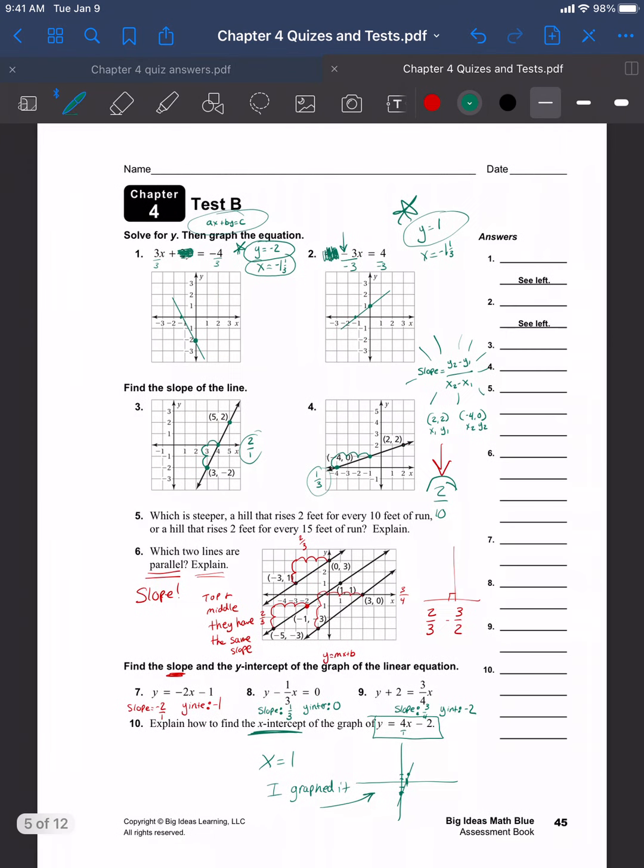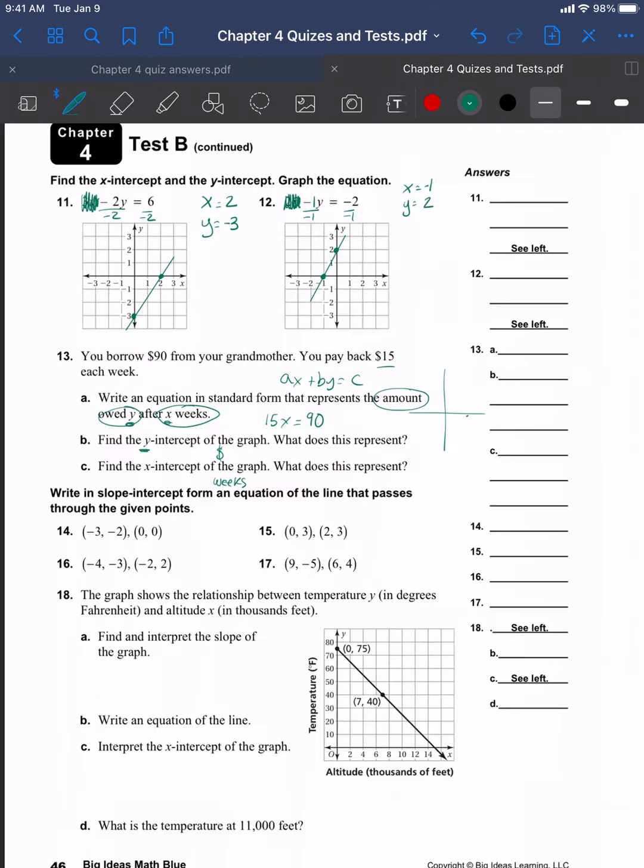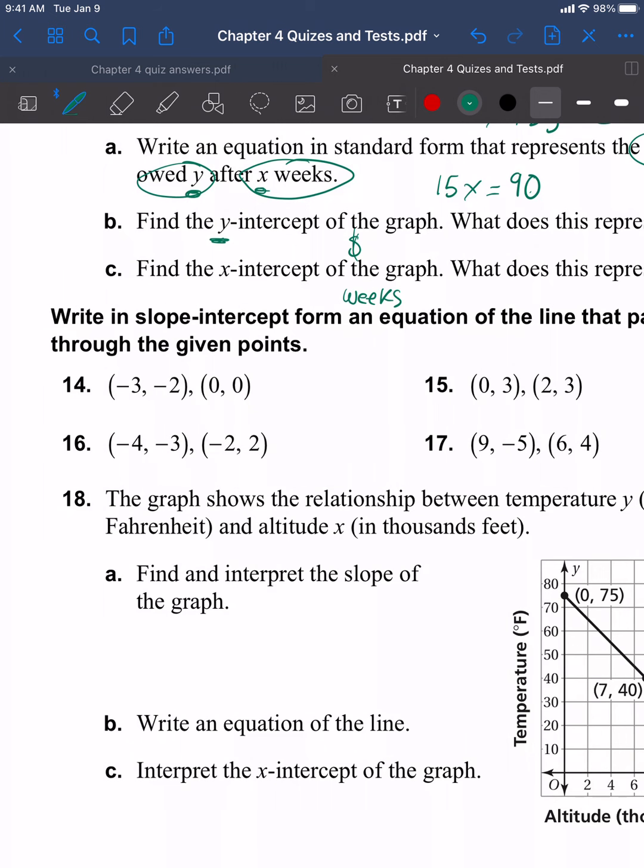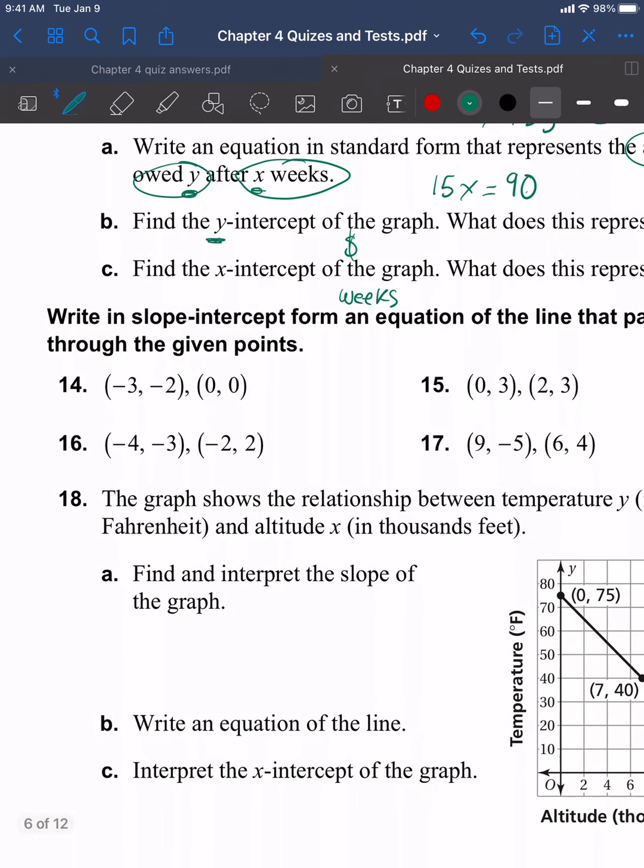Okay? Go back to the fake test for our review. 14 through 17. You have 2 points. I want you to write them in slope-intercept form. What is slope-intercept form? Nope, Ben got it. y equals mx plus b. Why is that called slope-intercept form? Because it gives you a slope and it gives you a y-intercept, right?